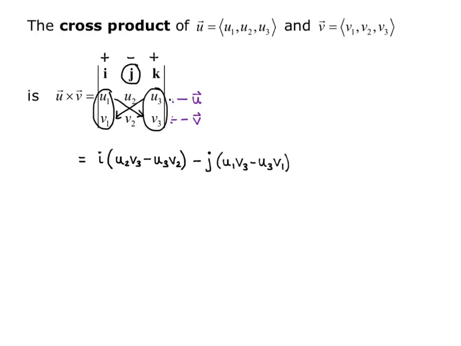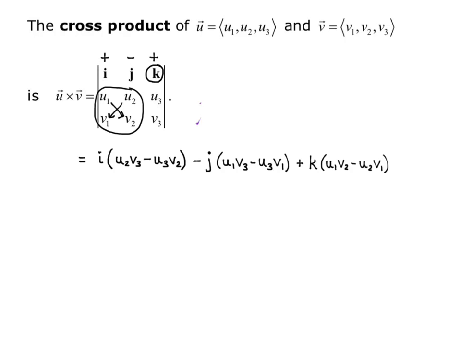And now we're back to a plus, so I do plus k, and the 2 by 2 matrix left over is u1, u2, v1, v2. So this is forwards diagonal minus backwards diagonal, so k times u1 v2 minus u2 v1. So that's the cross product of two vectors in 3 dimensions. And we're going to see a lot of applications of this in coming videos and throughout the term.